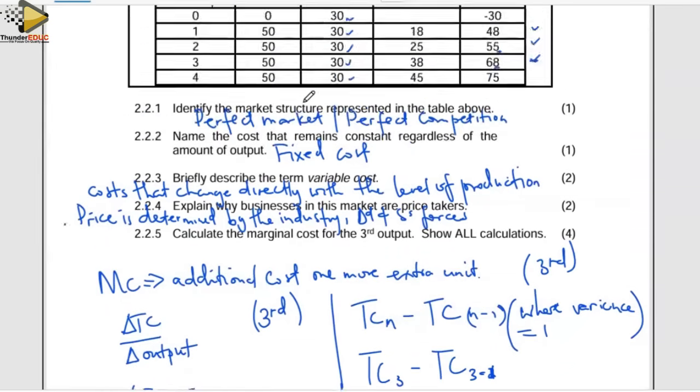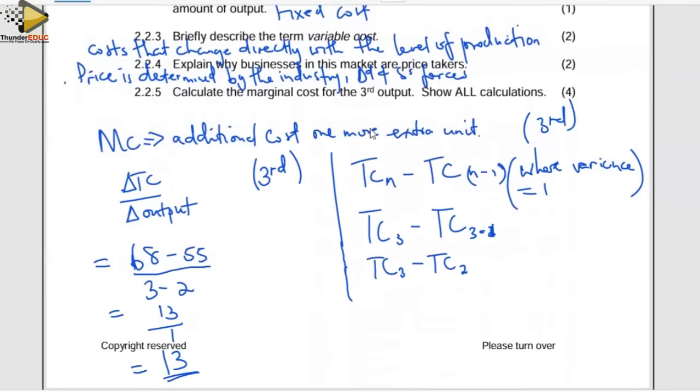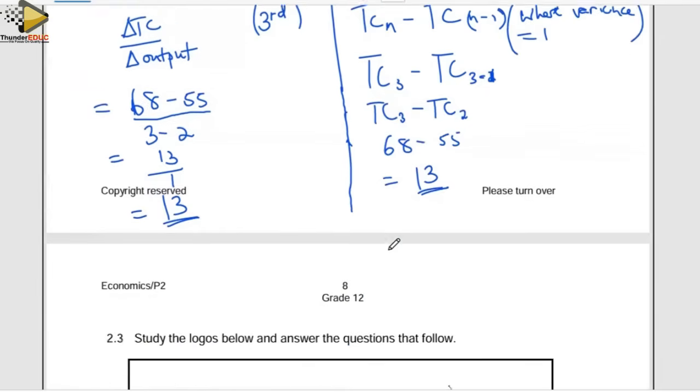So we come here to our total cost. The total cost of producing 3 units is 68. The total cost of producing 2 units is 55. So it's simply 68 minus 55. That is going to give us 13. That is what you can also use, but you can only use this when the variance in output is equal to 1. If it's not equal to 1, you cannot use that formula. Right, that takes us to the end of question 2.2.